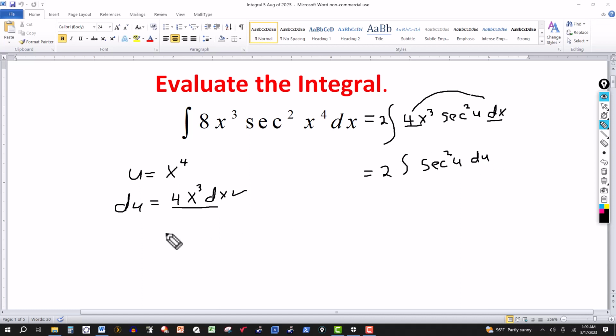Now I've got the integral in terms of the variable u. Now I can just integrate secant squared u with respect to u. So like I said, the derivative of tangent is secant squared. So this can be replaced by tangent. But 2 just comes along for the ride. It's a constant. I got my constant of integration there. And then it's just going to go back to the original variable here. Let's say 2 tangent, and then the u of course is x to the fourth.